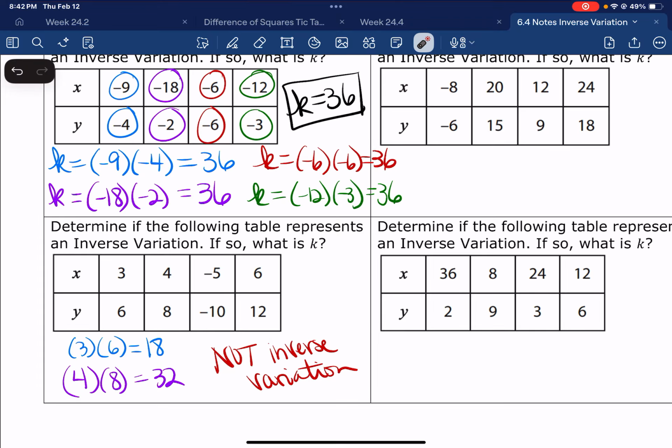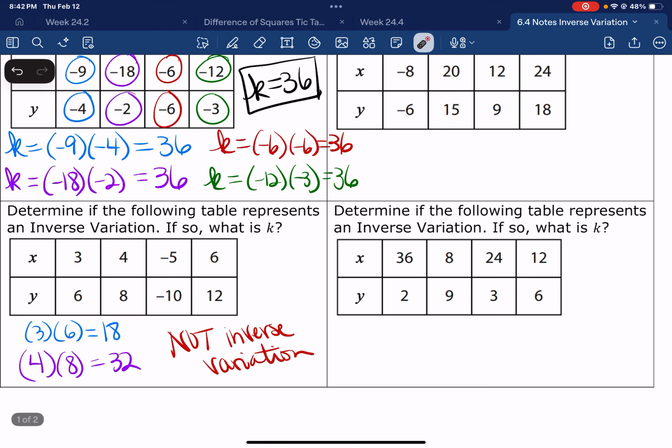Because when I multiplied corresponding x and y values, I had this pair have a product that was different from this pair. So automatically it's not inverse variation. Okay? We can do one more. Let's do the one to the right.